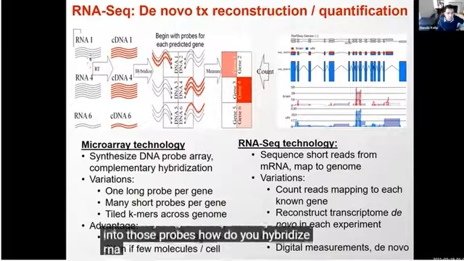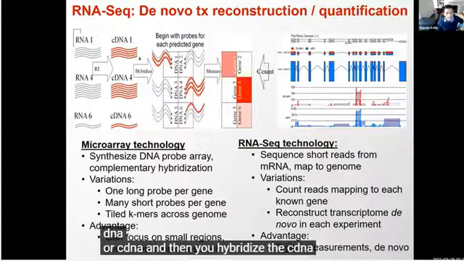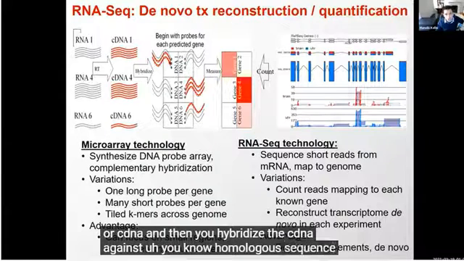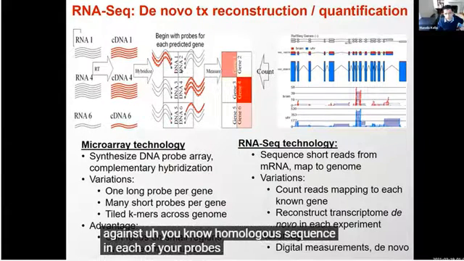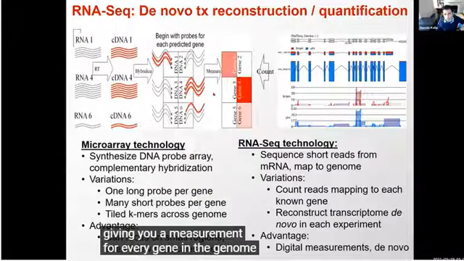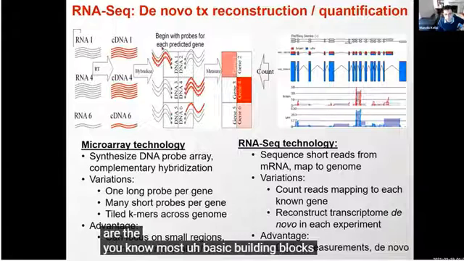How do you hybridize RNA? You basically first reverse transcribe it into complementary DNA or cDNA. And then you hybridize the cDNA against homologous sequence in each of your probes, effectively giving you a measurement for every gene in the genome. So these are the most basic building blocks.